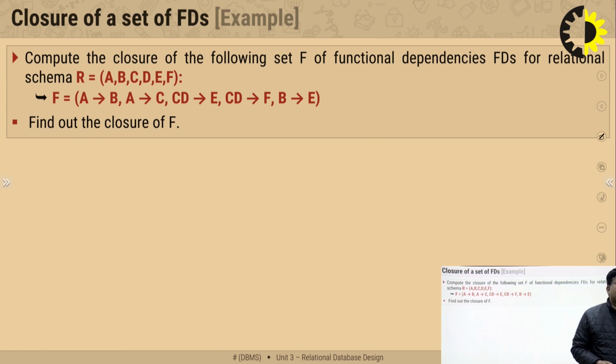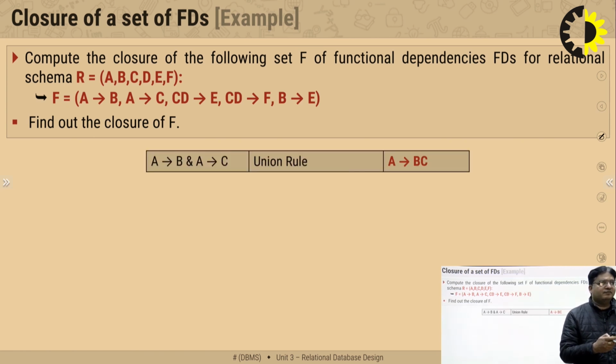Now let us see a different question whereby we have a set of attributes A, B, C, D, E, F and a set of FDs: A determines B, A determines C, CD determines E, CD determines F and B determines E. Now we have to calculate the closure of the set of FDs, that is F plus. Let us see how to compute it step by step as we have done in previous steps. We need to use the inference rules to derive new FDs.